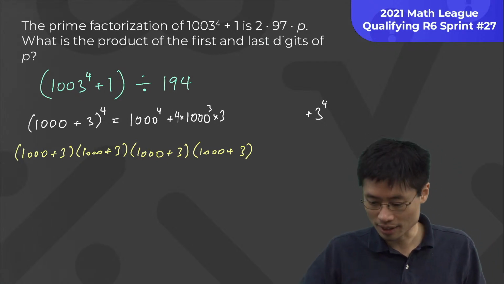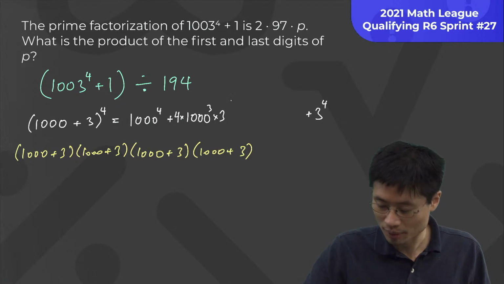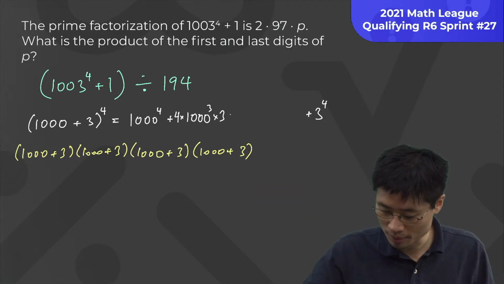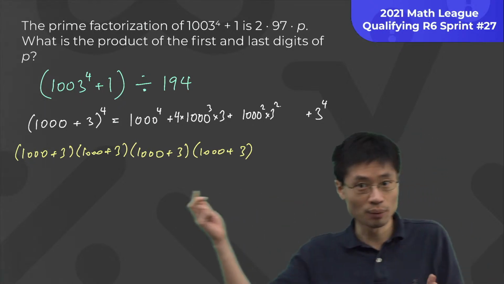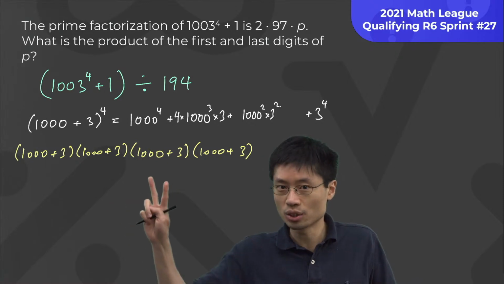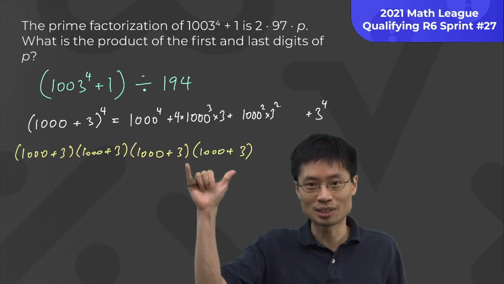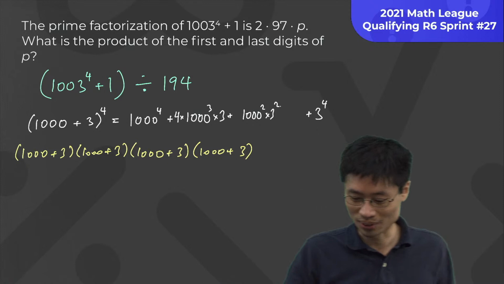Okay? And the next term, I don't have enough space here, so I'll write some more terms. The next term is going to be 1000 squared times 3 squared. But if you see how to make that, I need to know how many ways can I pick 2 of the brackets to grab 3s from. That's 4 choose 2. So that's 6.